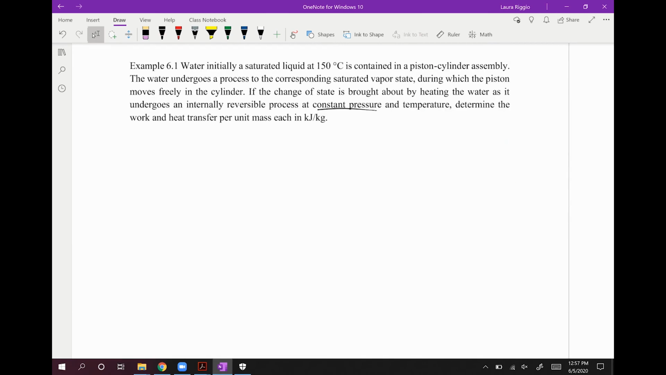To do a quick example, we have water initially at a saturated liquid at 150 degrees Celsius. It's contained in a piston-cylinder assembly. The water undergoes a process to saturated vapor, during which the piston moves freely in the cylinder, which means there's no friction. If the change of state is brought about by heating, the water undergoes an internally reversible process at constant pressure and temperature. We want to determine the work and heat transfer per unit mass.